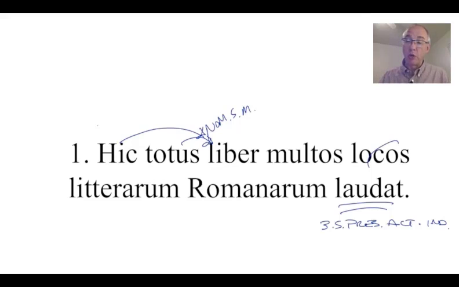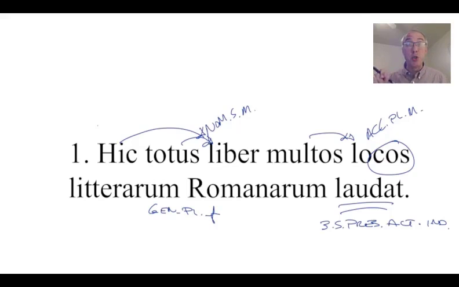Praises what? Locos. What kind of locos? Multos locos. Locos is accusative, plural, masculine. It praises places, many places. And then this is the genitive, plural, feminine. We often find this right after a noun. That's the usual place for it. Not required, not a rule, but a usual place for it. This whole book praises many places of Roman literature.